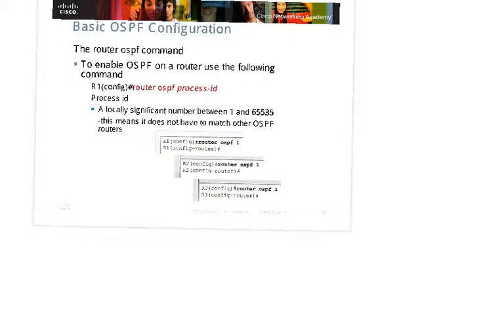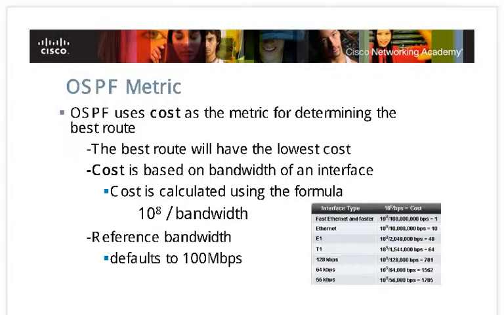Okay? So the hello packet exchanged back and forth will not actually contain any information about the process ID, in which case two OSPF processes with different process IDs will still be considered neighbors.